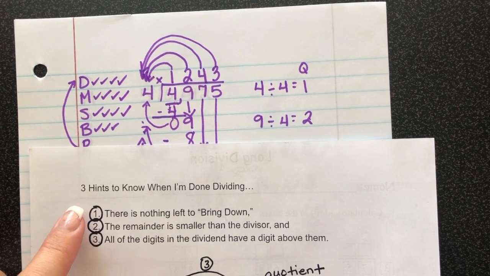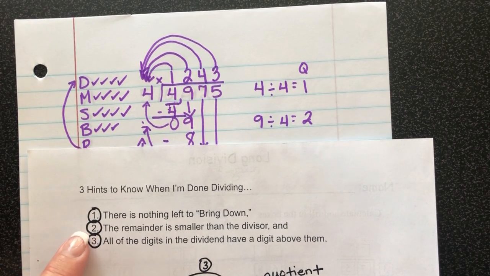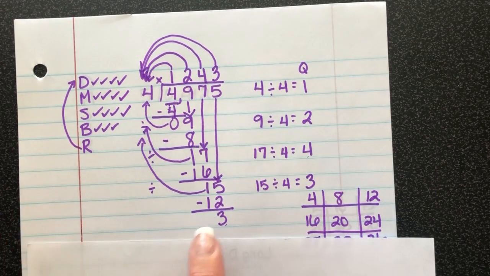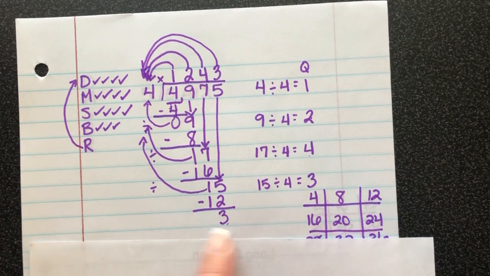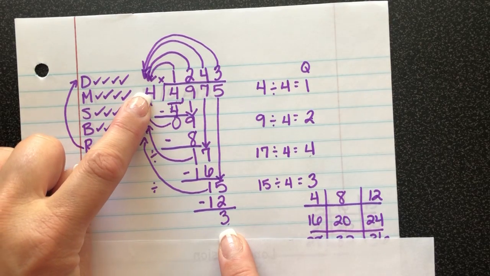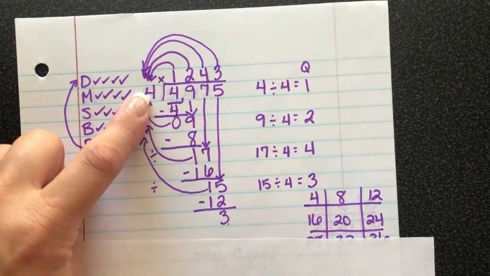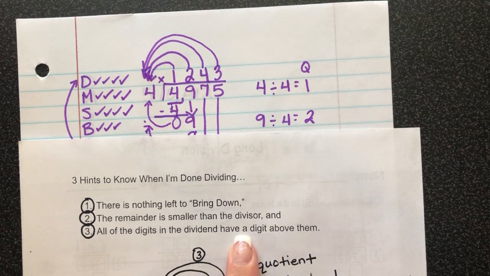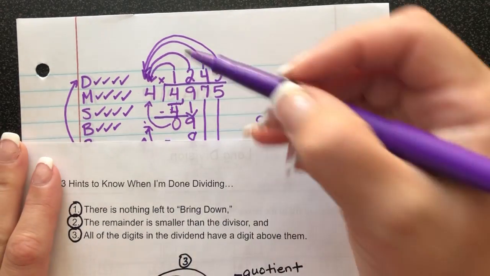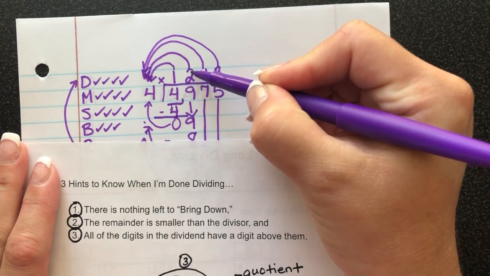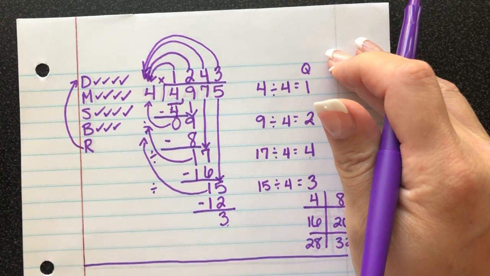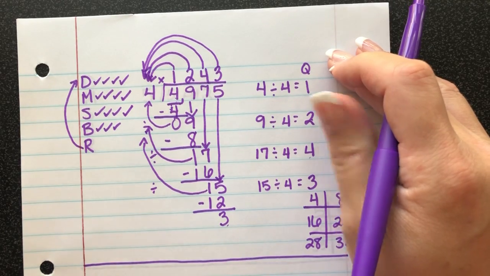We've already checked off number 1. There's nothing left to bring down. Number 2, the remainder is smaller than the divisor. Well, here's our remainder. Our remainder is 3. Is it smaller than the divisor of 4? Yes, it is. Okay, so clue number 3. All of the digits in the dividend have a digit above them. Yes, yes, yes, and yes. So I'm done. Now I just need to check it with multiplication.